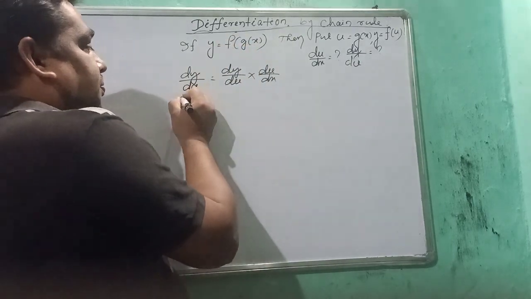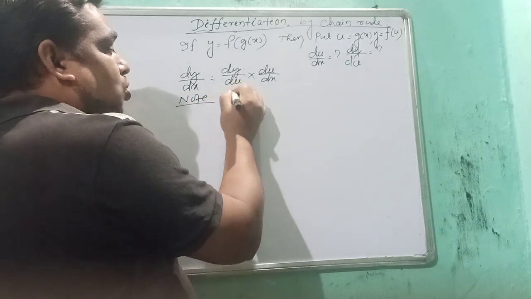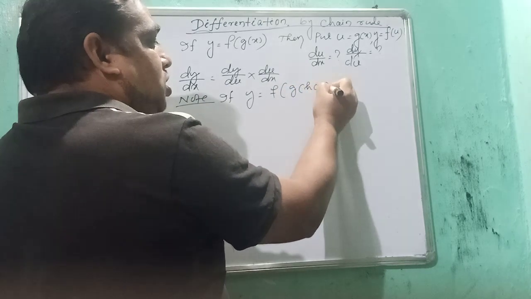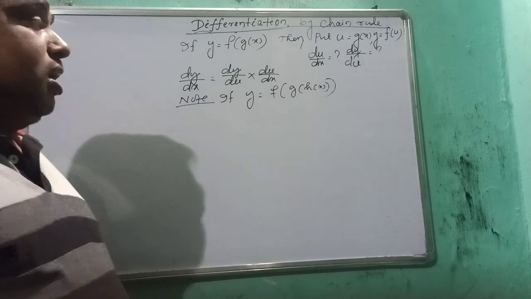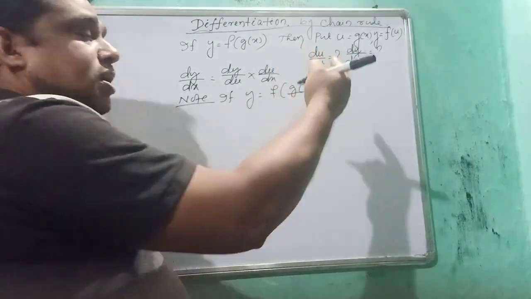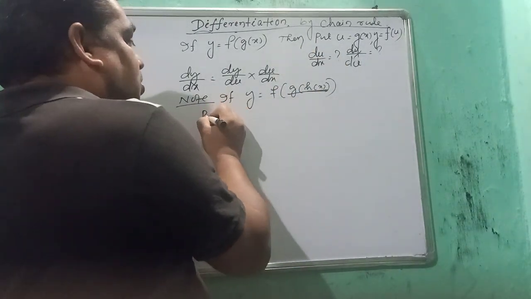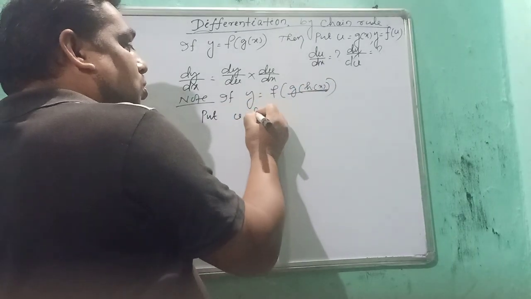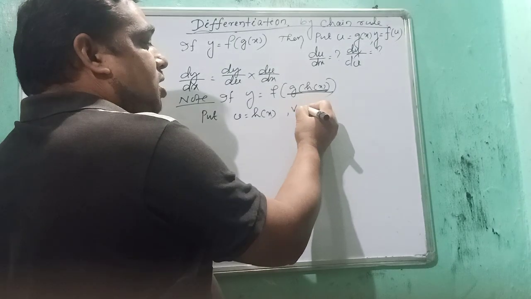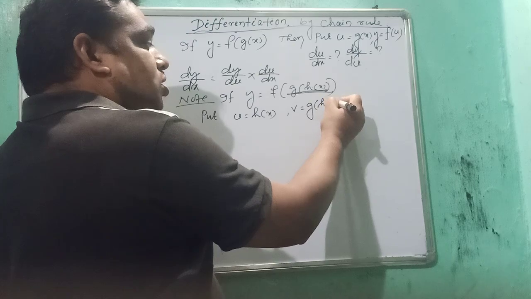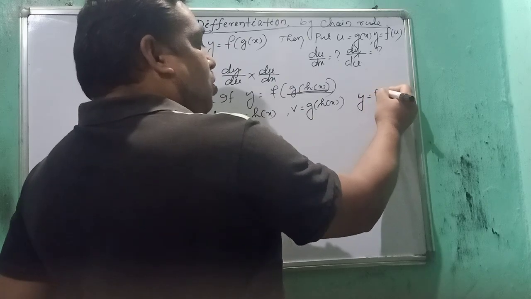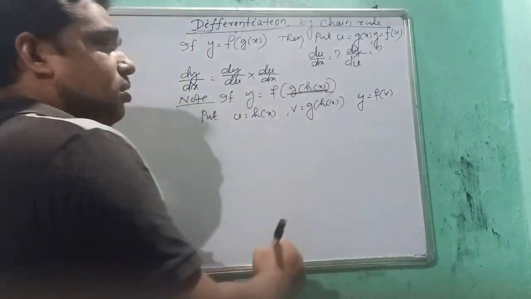Similarly, write a note here: if y is equal to a function of g of another function is given. Here two functions are given: one is h(x), and another function of h(x) is given. Then in this case, you have to put u is equal to h(x), and g of h(x) is taken as v, so v is equal to g of h(x). And y is equal to a function of g of h(x), which is taken as v here.